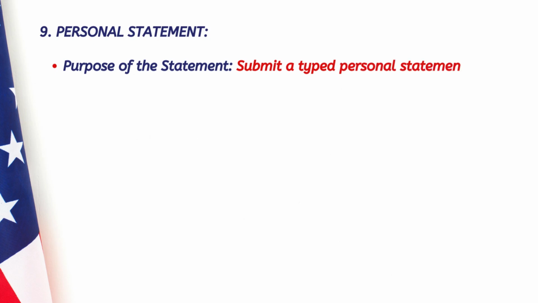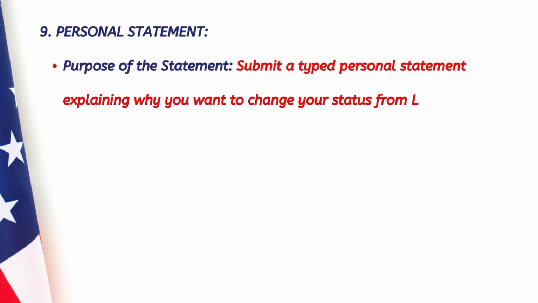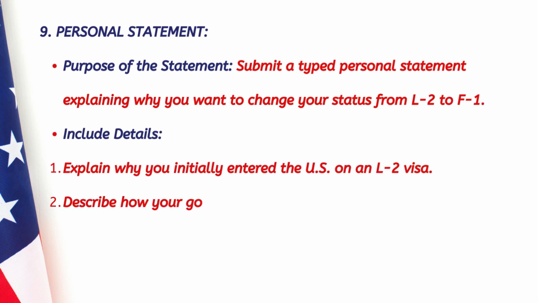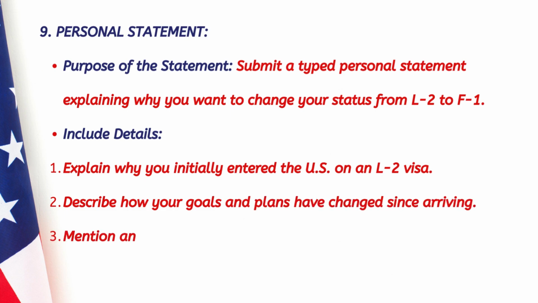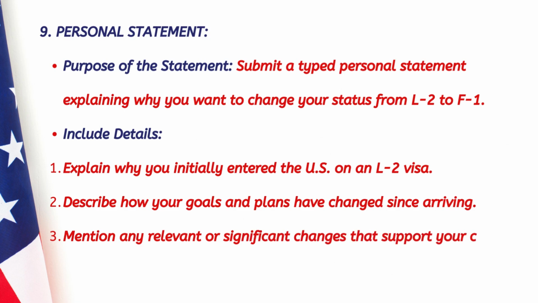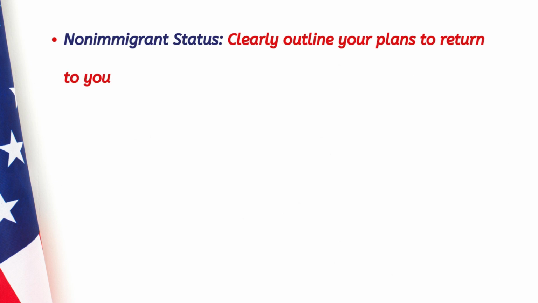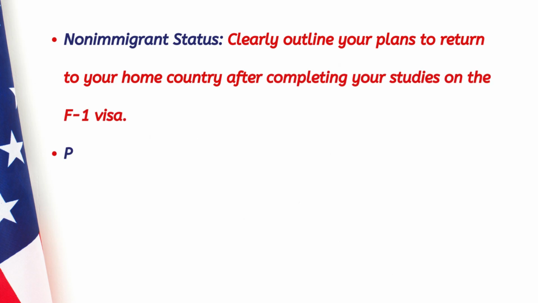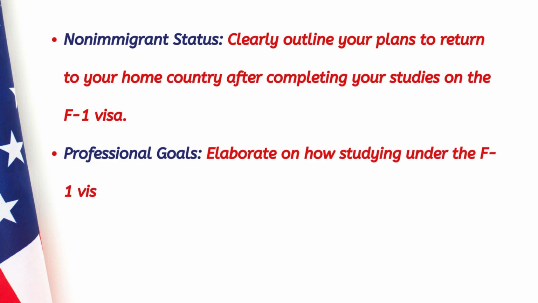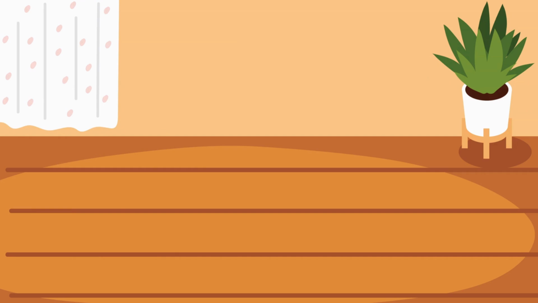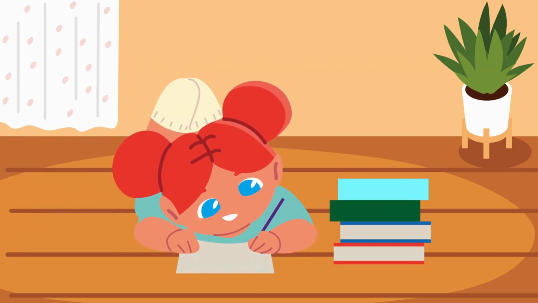Number 9, personal statement. You must submit a typed personal statement explaining why you want to change your status from L2 to F1. Make sure to include details about why you initially entered the United States on an L2 visa, how your goals and plans have changed since arriving, and any other relevant information or significant changes that might have happened that supports your case. As the F1 visa grants you a non-immigrant status, it is important to clearly outline your plans to return to your home country after your studies. You can add credibility to your case by elaborating how studying under the F1 visa will help you achieve your professional goals in your home country.